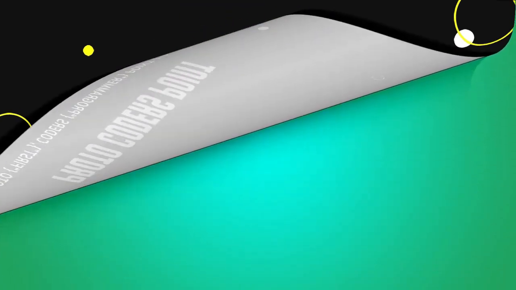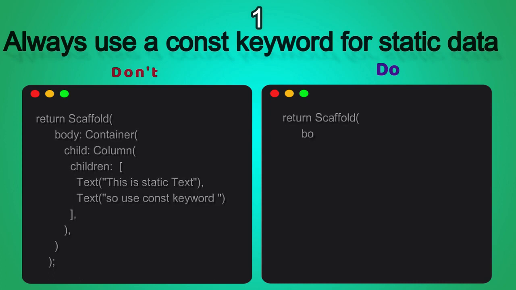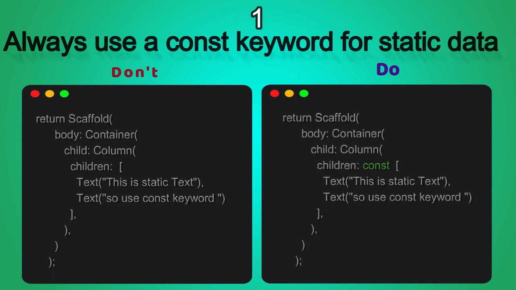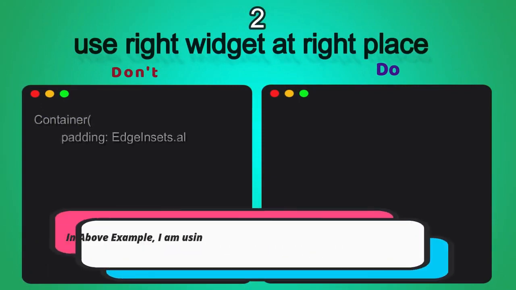Here are 5 pro tips for beginner Flutter developers. First one, always use the const keyword wherever there is a constant or a static type of data that will never get changed. Secondly, use the right keyword at the right places.